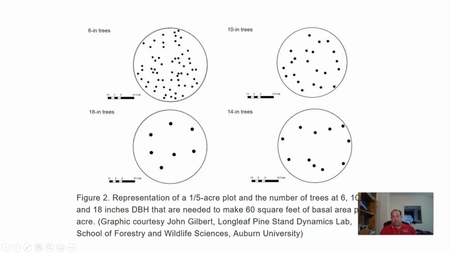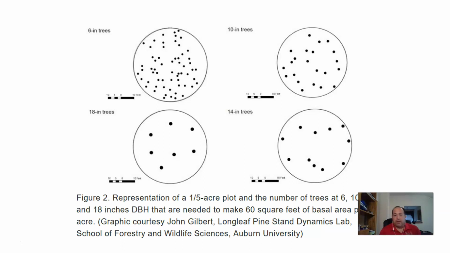So this graphic to me here is extremely important in the understanding of the idea of basal area per acre versus something like trees per acre. When we do an inventory, we're really interested in the size of the trees because we want to know how much wood is out there.